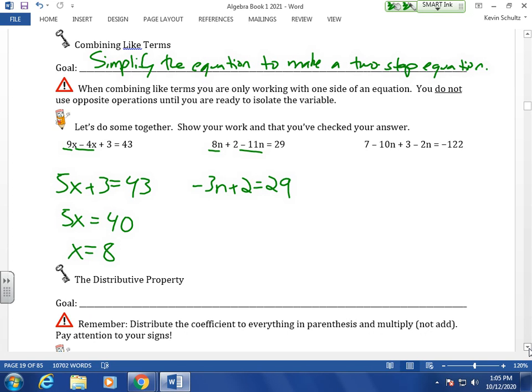Notice how we don't use opposite operations here to combine the like terms. I sometimes see that happen. We don't add 11 to 8 to get 19n. We just take it as it's written here. And the reason why is because we're not moving anything from one side of the equation to the other. Everything's staying location-wise where it's at. So we only use opposite operations when we actually move something.